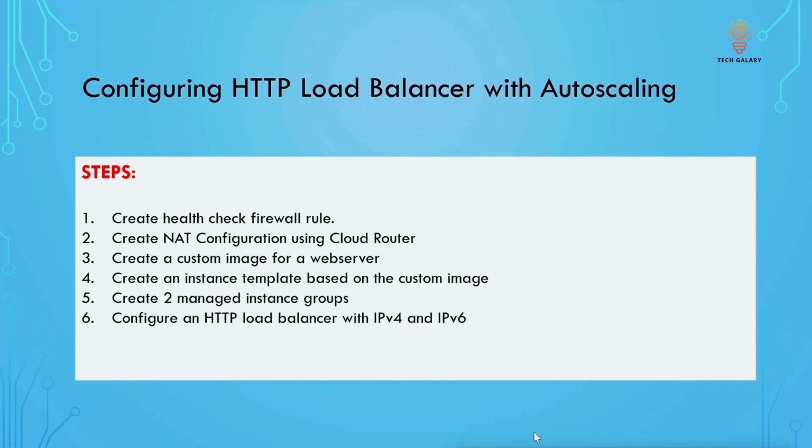In fourth step, we will be creating an instance template based on the custom image. Later, we will create instance group. Here, we will be creating a managed instance group using an instance template to create a group of identical instances. So we will use this to create the backends of the HTTP load balancer. Finally, we will configure the HTTP load balancer to balance traffic between the two backends. Then we will conclude with the lab. So let's start with the lab.